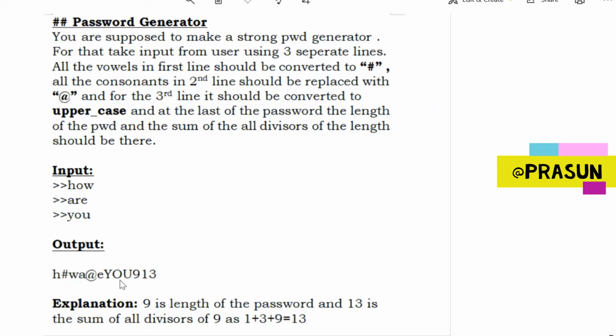And at the last, as mentioned in the question, 9 is the length of the total password, 1 2 3 4 5 6 7 8 9, 9, and 13 is the sum of all the divisors of 9, because 9 has the divisors 1, 3 and 9, and the sum of them is 13. So in this format the output will come.